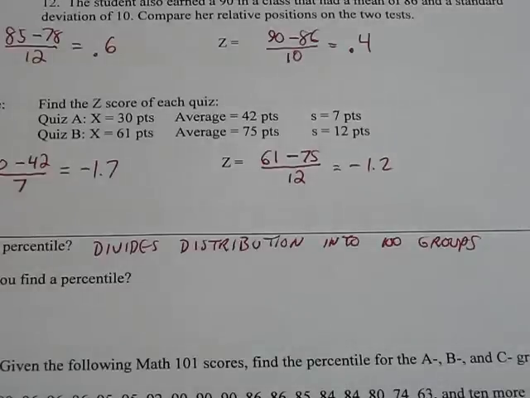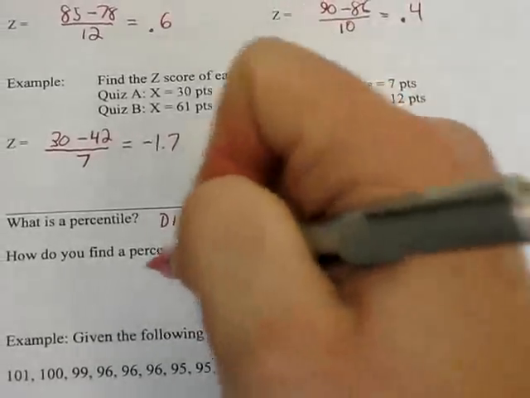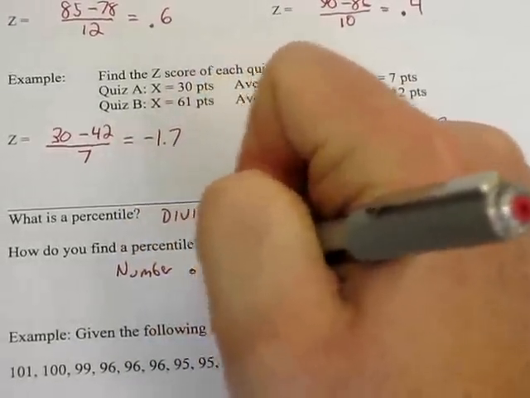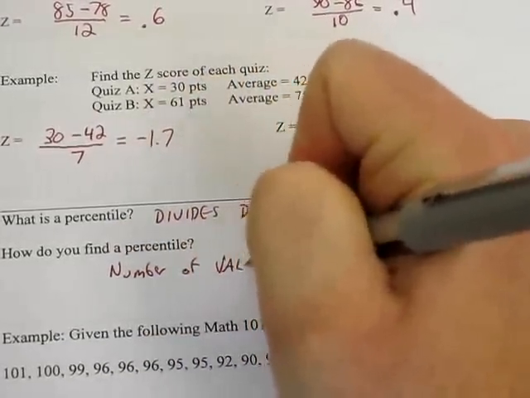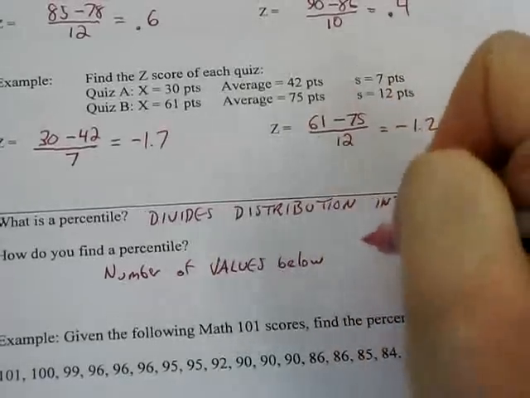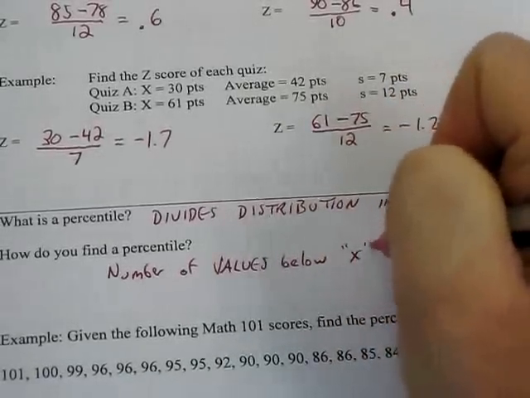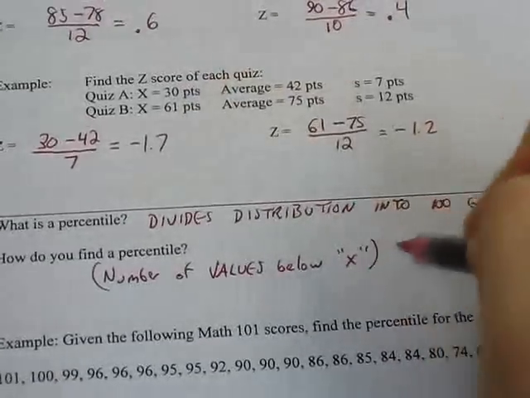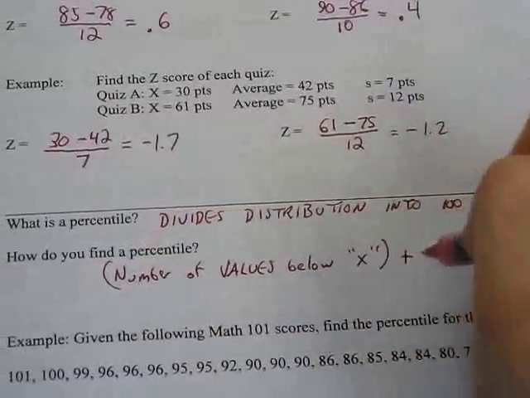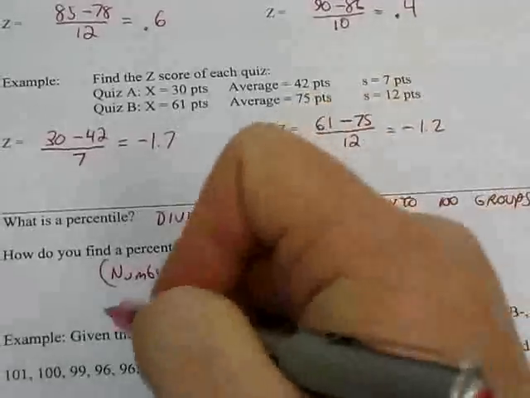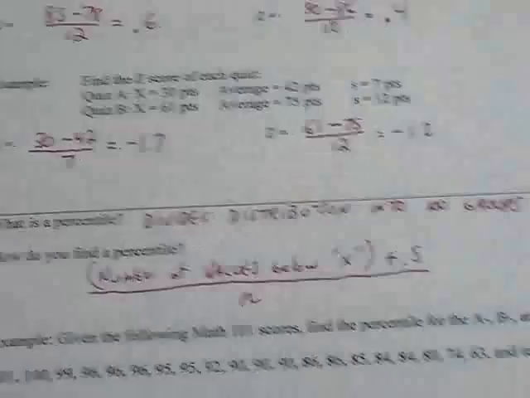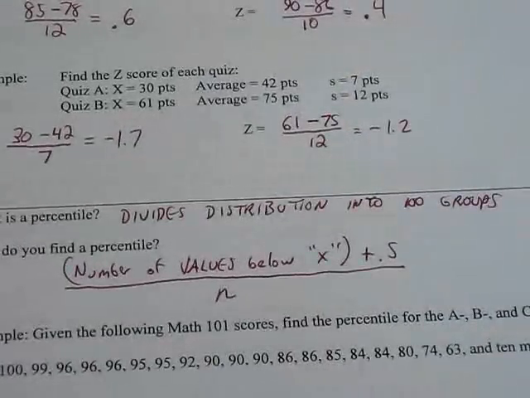How you would find a percentile is you would take your number of values below the score, or in this case x, and when you count up all the numbers below that value, you're going to add 0.5 to that, and then divide by your total, or n. n is the count, how many pieces of data you have.